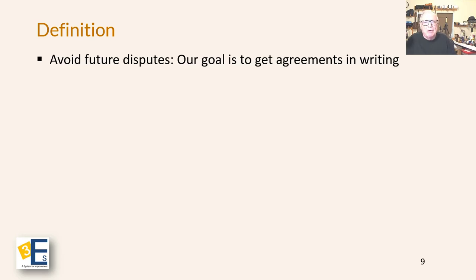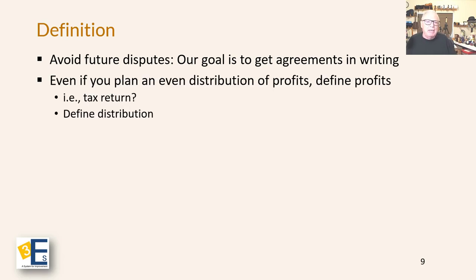Now, definition. Remember I said before, when I use the term definition, I'm talking about getting things defined on paper. So you want to avoid a future dispute in your partnership, get your agreements in writing. Even if you plan even distribution of profit, and we just say, okay, all the money the business makes, we just split 50-50, it's still a good idea to get that in writing and that you both agree, or all the partners in this business agree. And then we should define some terms.